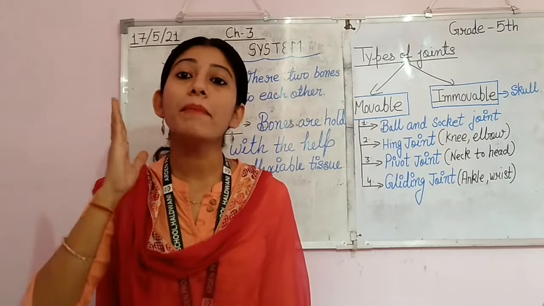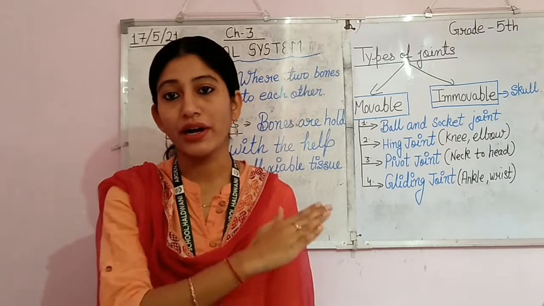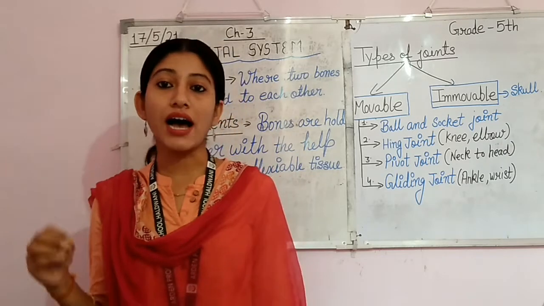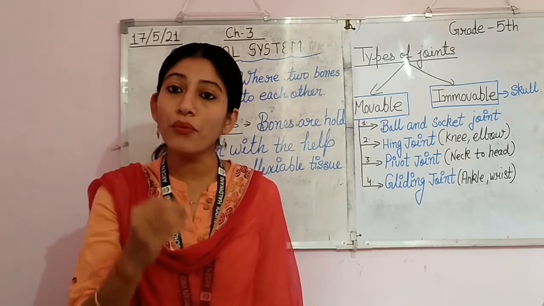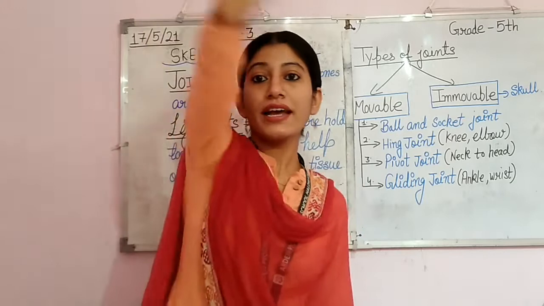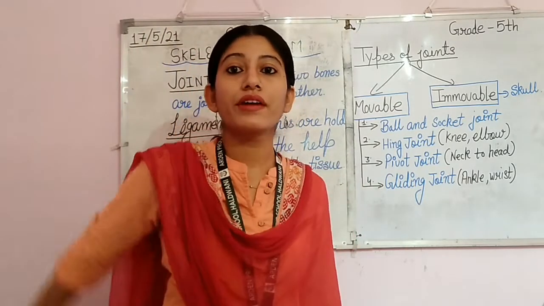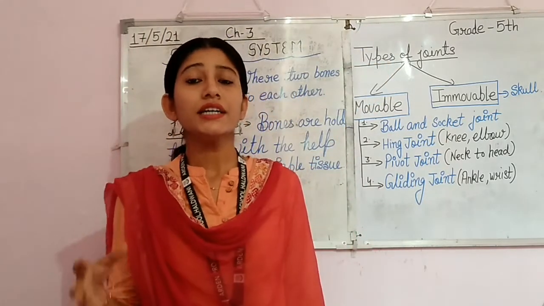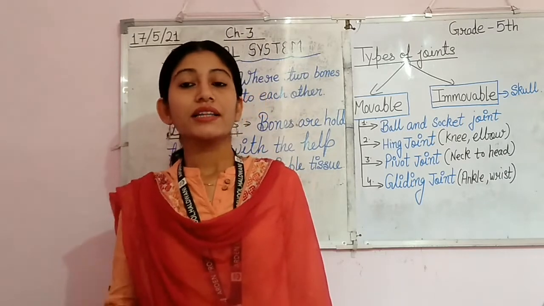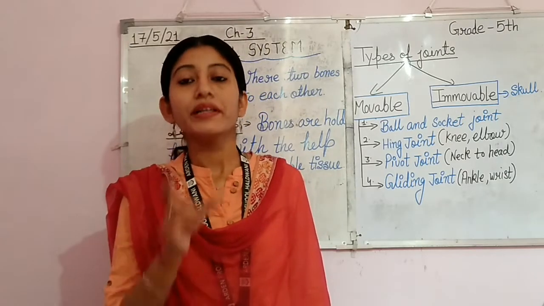And this is the maximum movable joint. Okay, the hip joint and the shoulder joints are the maximum movable joints. See, you can move in all directions like this, up, down, right, left, and with maximum speed. So these are the maximum movable joints.